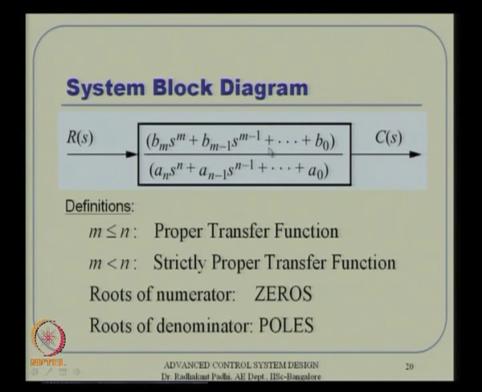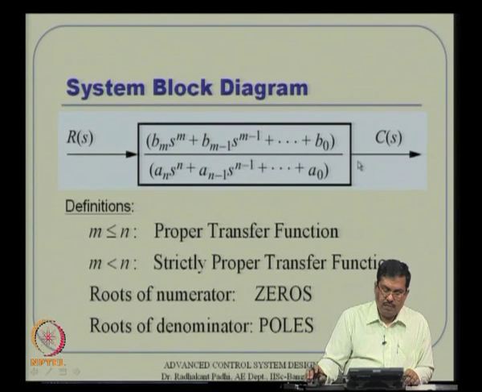So, when you talk about a system block diagram representation and we are interested in output to input, this kind of thing will pop up here. One thing to note is that if m is less than or equal to n, which typically happens in many systems, then it is called a proper transfer function. If m is strictly less than n, it is called a strictly proper transfer function, and these notations are useful in modern control theory as well, especially in robust control theory.